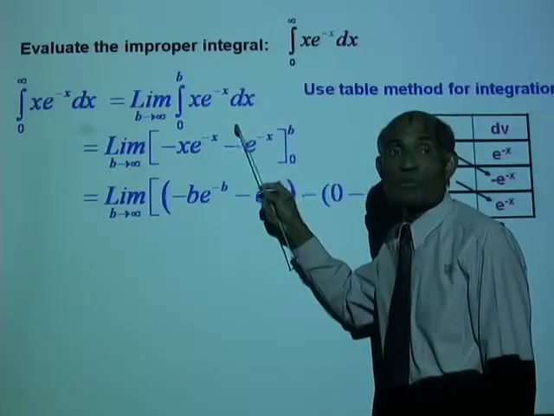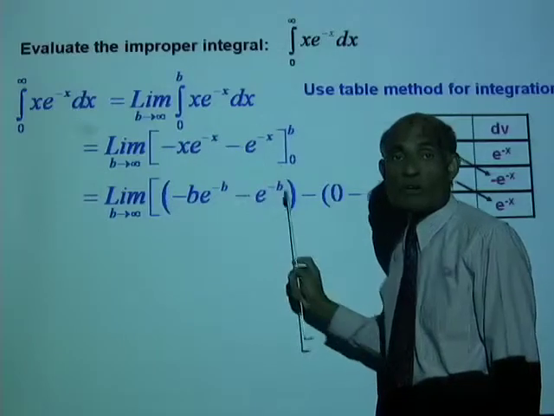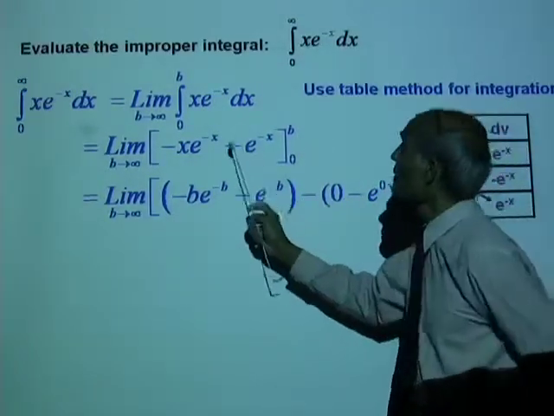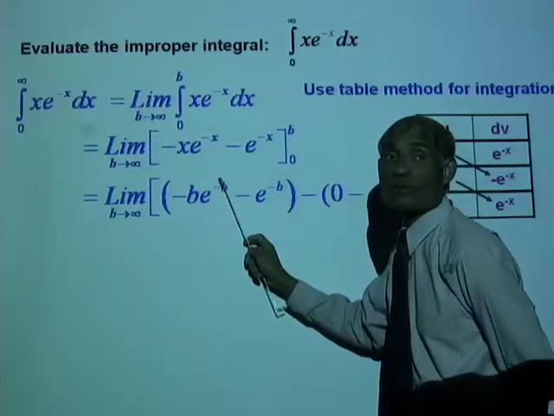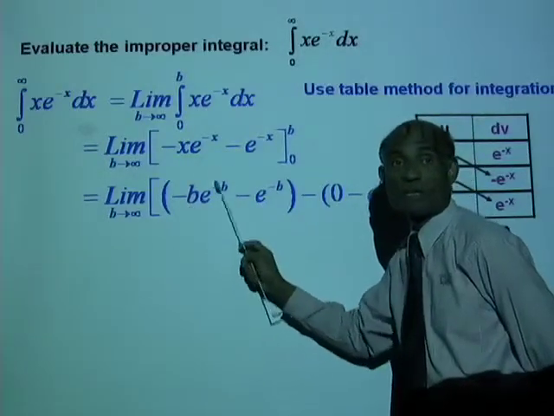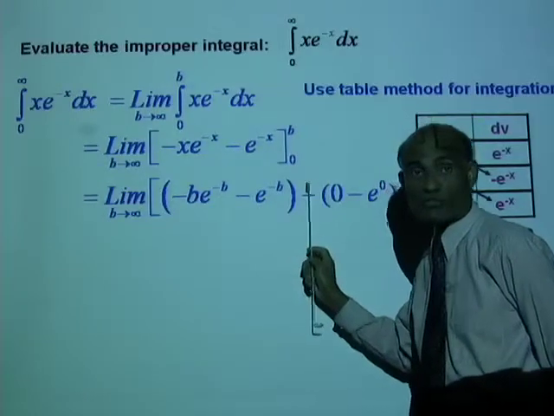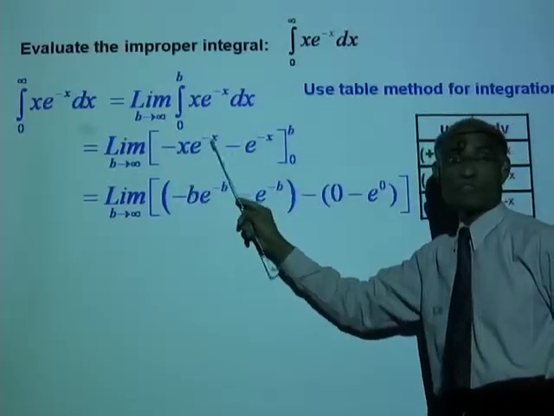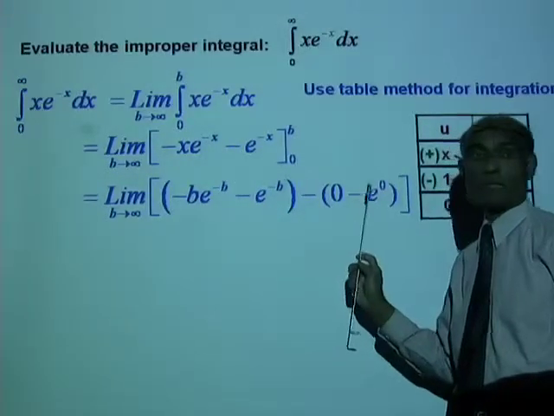Set x equal to b, the upper limit, then minus set x equal to 0. When x equals b, you have negative b e to the power of negative b minus e to the power of negative b. This is for the upper limit. Then minus the lower limit. x equal to 0 gives you 0 minus e to the power of 0.